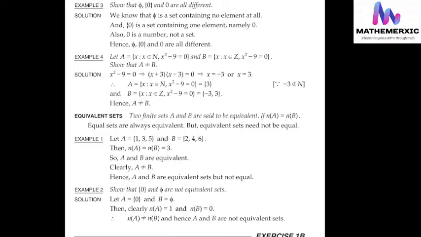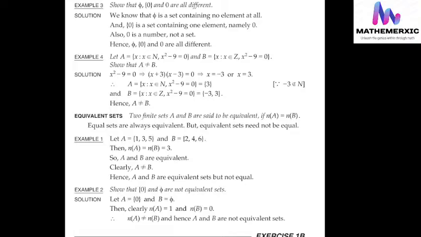so for A, the number of elements for natural numbers, x squared minus 9 equals 0, so obviously 3 is the answer. And for Z it is minus 3 and 3 both, because integers can be negative also. Hence these two sets are not equal.